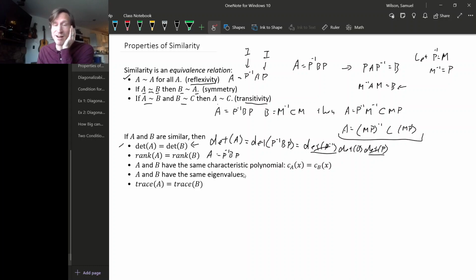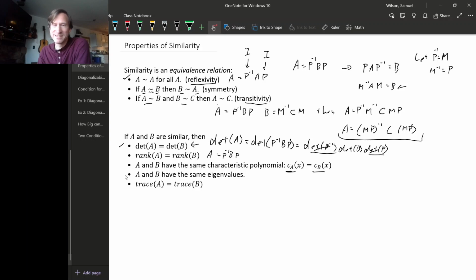Something that's very not obvious, but I am not going to prove, is that the characteristic polynomials for similar matrices have to be the same. So that's kind of a surprise. I don't think I've used this notation before, but little c sub A, that's just the characteristic polynomial for the matrix A. So the characteristic polynomial for A has to be equal to the characteristic polynomial for B when A and B are similar.